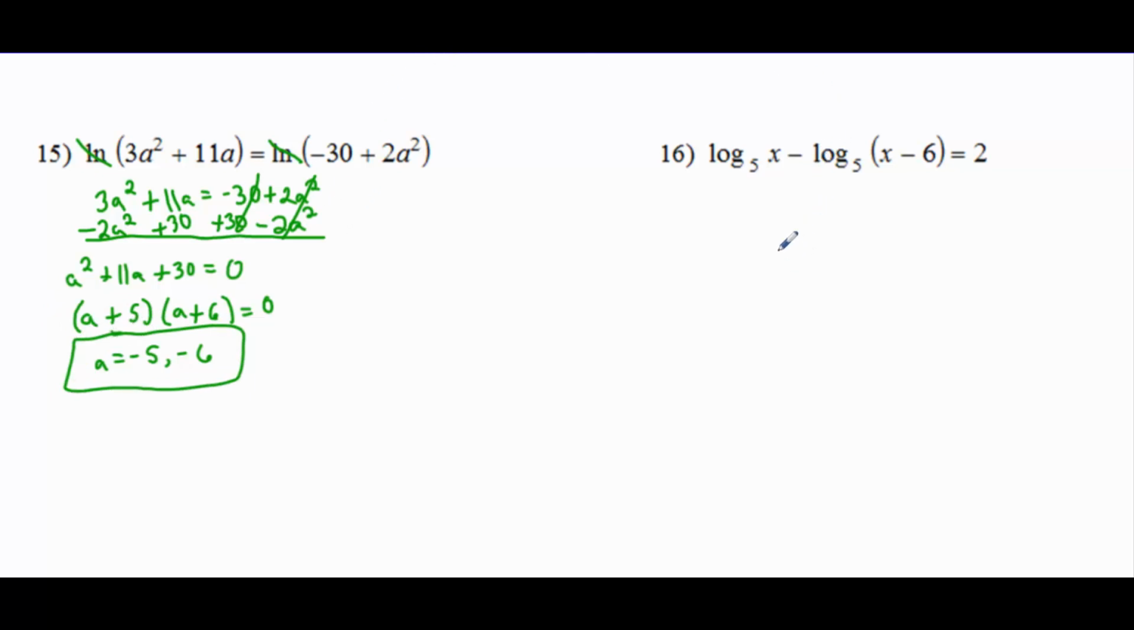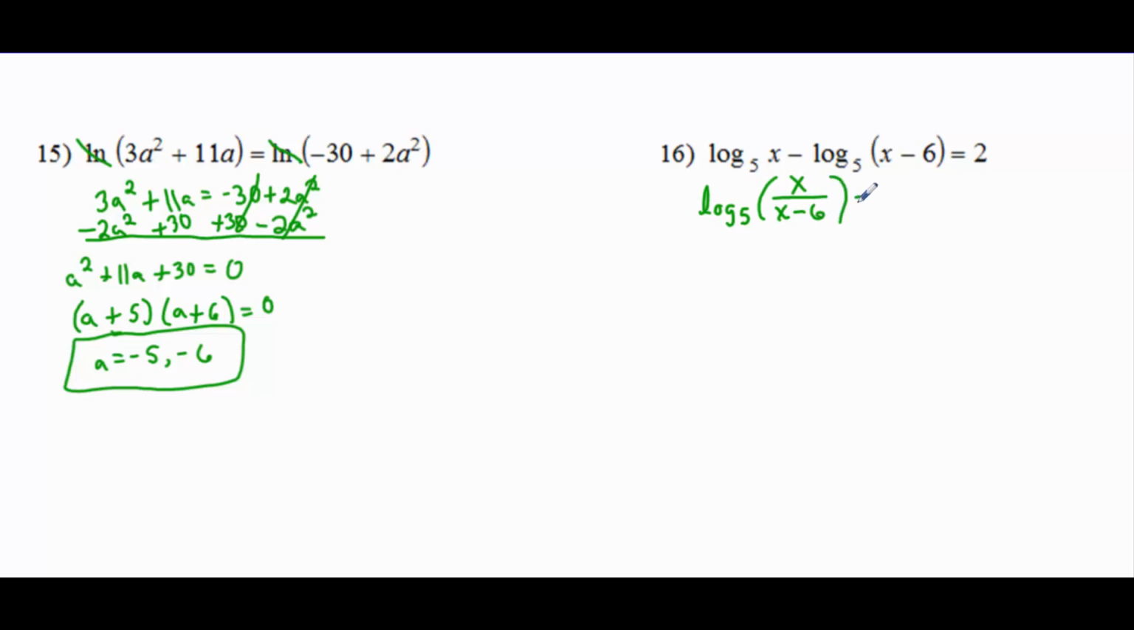On 16, I have two logarithms on the same side and a number on the other side. So if this was 0, we could just add the logarithm over and then drop our logarithms. But it's not, so that's not going to work. Instead, because of this minus sign, I can combine these into one logarithm where this is going to be division, x over x minus 6.